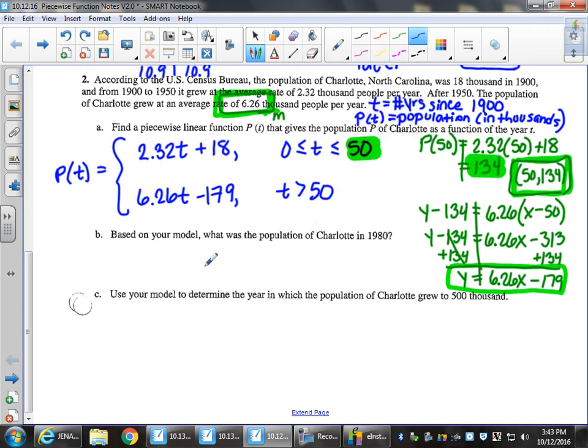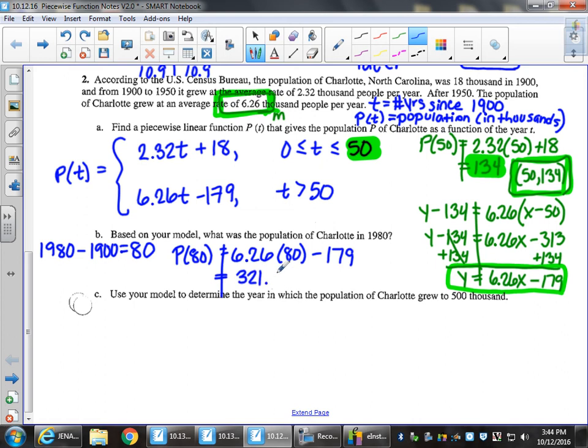Let's answer our follow-up questions. Based on your model, what was the population of Charlotte in 1980? So we need to figure out 1980 is how many years after 1900. We may see it naturally. If not, that's okay. We can subtract 1980 minus 1900 equals 80. We ask ourselves, is 80 between 0 and 50? No. Is 80 greater than 50? Yes. So I know I will be using my second piece. So P of 80 equals 6.26 times 80 minus 179. When we use our calculator to do that math, we get 321.8 thousand.